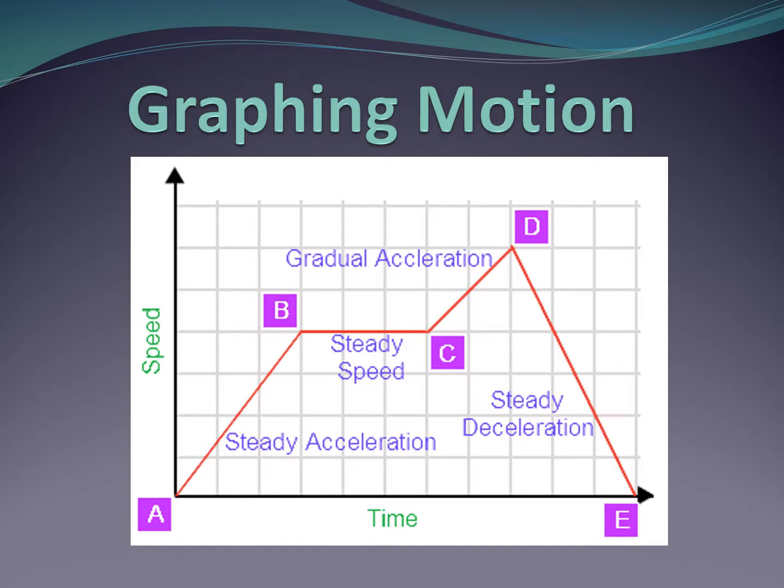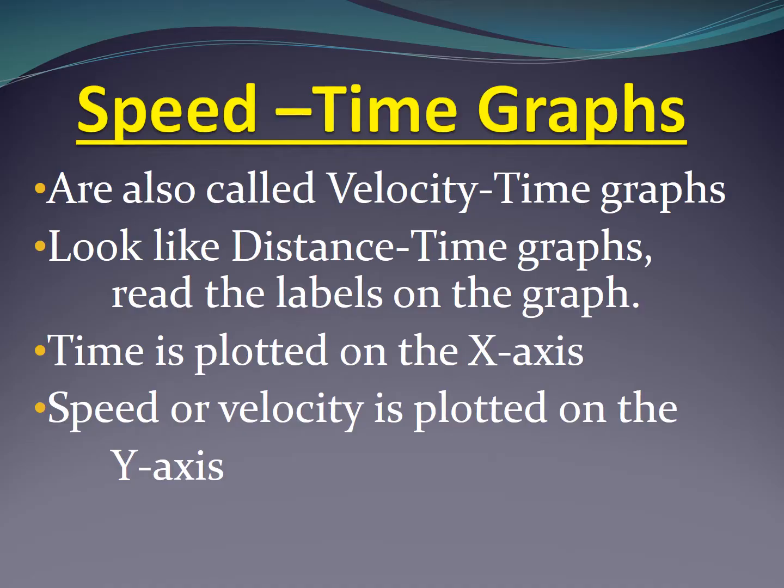Hey guys, we're still working with graphing motion, but now we're going over speed time graphs, different from distance time graphs. So we'll be able to interpret a graph like this and describe its motion. Speed time graphs are also called velocity time graphs. So if you see these two names, they just mean the same thing.